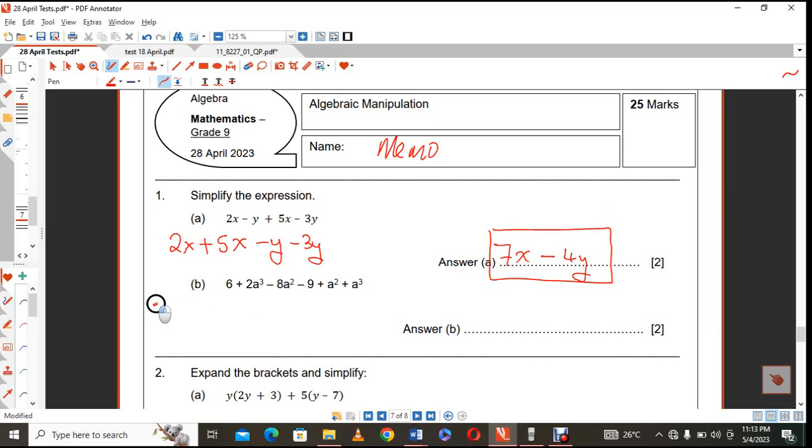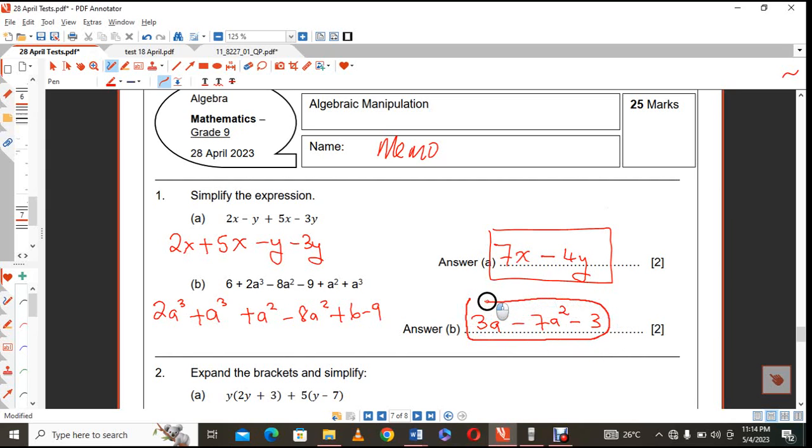Again, let me rearrange here. I have the 2a cubed plus another a cubed. I have plus a squared minus 8a squared. I have 6 minus 9. So 2a cubed plus another a cubed gives us 3a cubed. And I have 1 minus 8, that gives you minus 7a squared. And 6 minus 9 is minus 3. Very important that you be very careful with the negative signs.